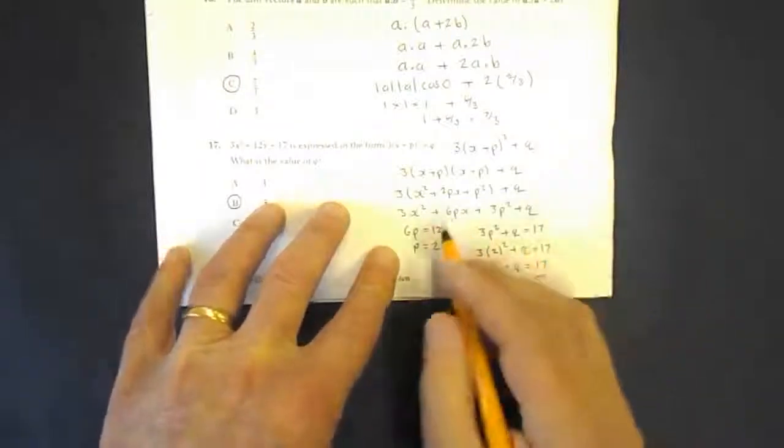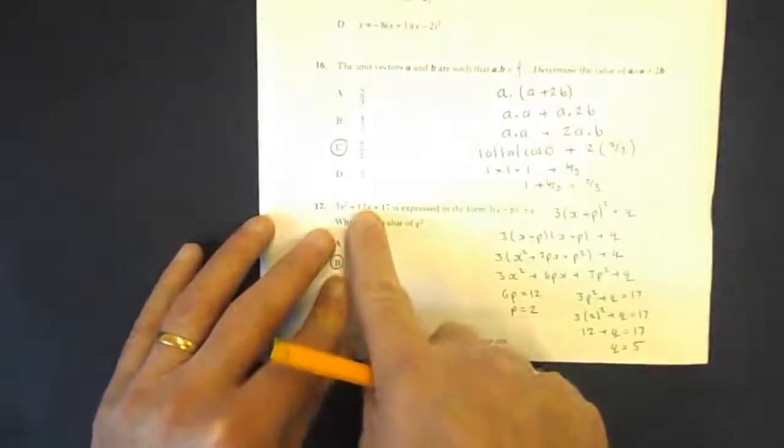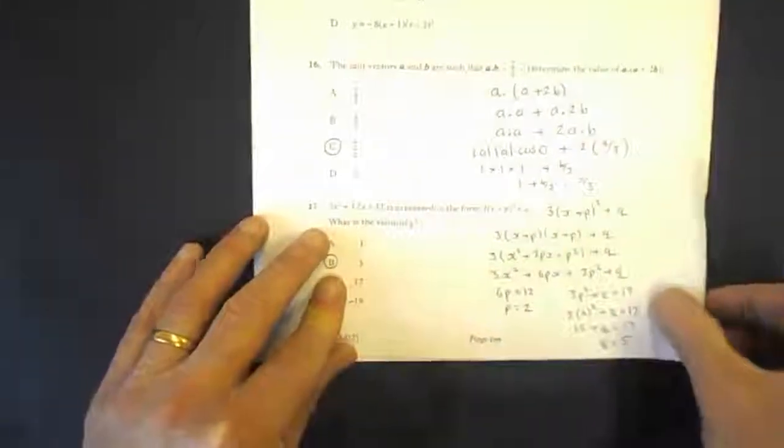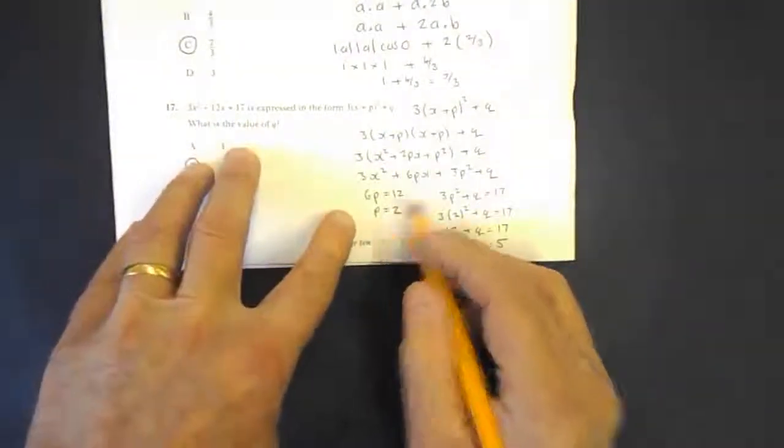Okay? So what we can actually do now is start comparing coefficients. Now for this to work, 6p has to be 12. 6p has to be 12. So if 6p is 12, p has to be 2.